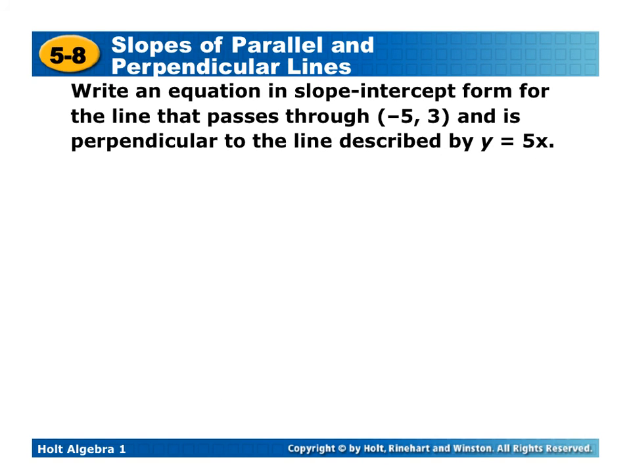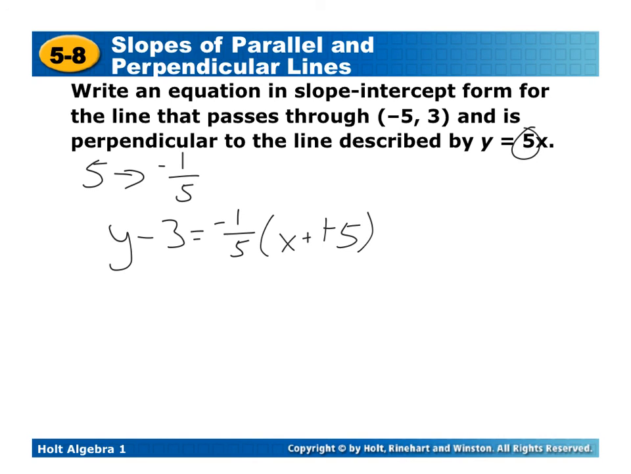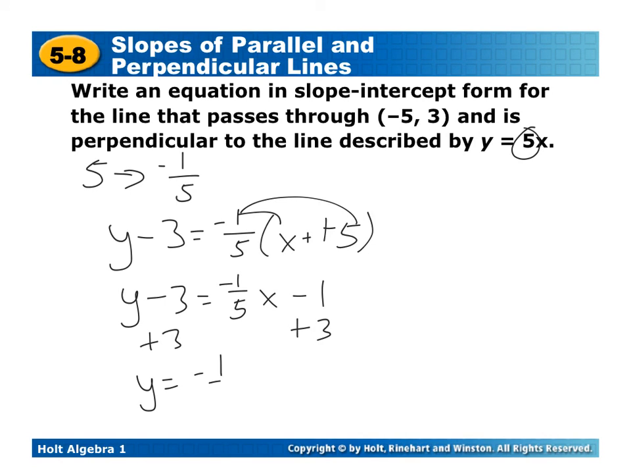Alright, so now it's your turn. Go ahead and pause the video, try this one out on your own, and see how you do. Once again, I'm going to find the slope, which is 5. Change it into its opposite reciprocal, which is going to be negative 1/5. Y minus 3 is equal to negative 1/5 times x minus negative 5. Y minus 3 is equal to negative 1/5 x. 1/5 of 5 is 1. Negative times a positive is a negative. I'm going to go ahead and add 3. Y is equal to negative 1/5 x plus 2.